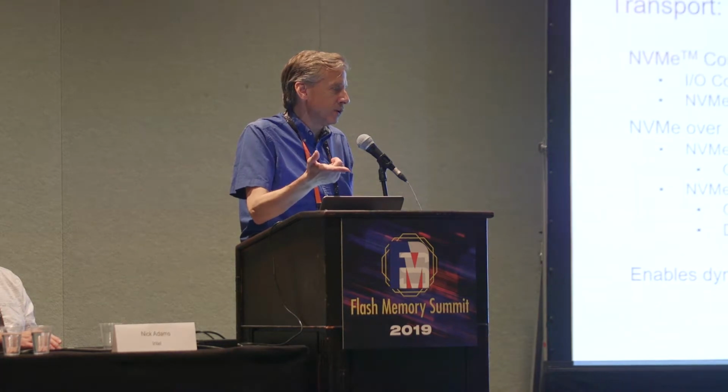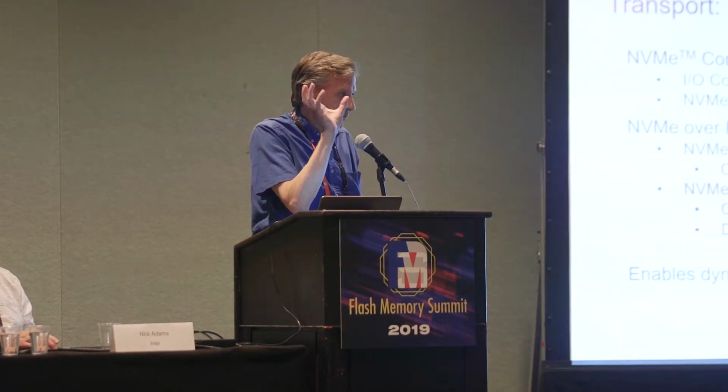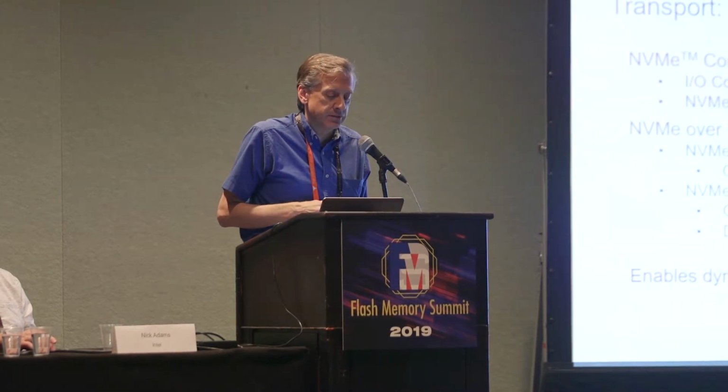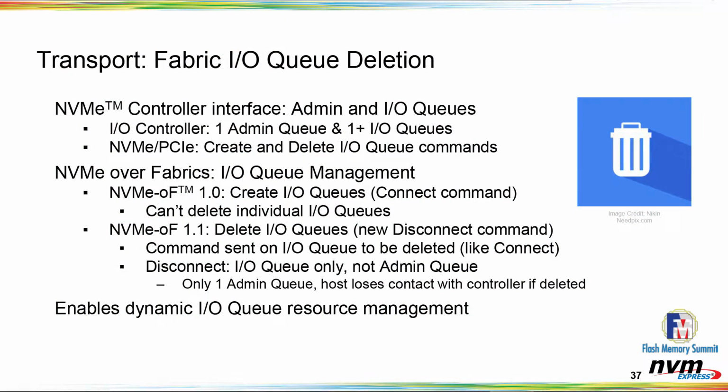If you take that down, the entire host controller association comes down, and so the net is disconnect is for IO queue management. If you have a problem with the admin queue, you do need to take the whole host to controller association down. This enables dynamic IO queue resource management. As the workload evolves over time, you can move resources that support IO among controllers in a large subsystem, such as the room-sized ones that Fred was showing a picture of.